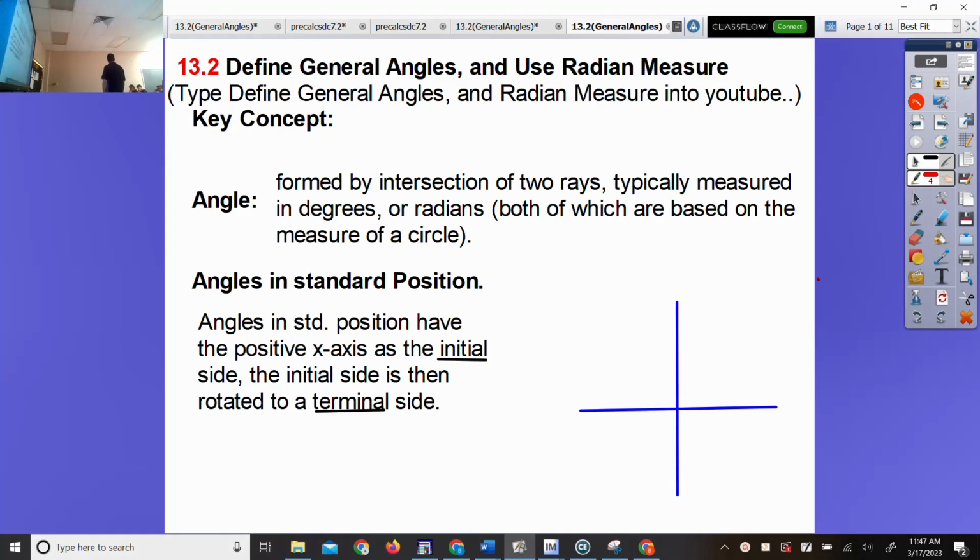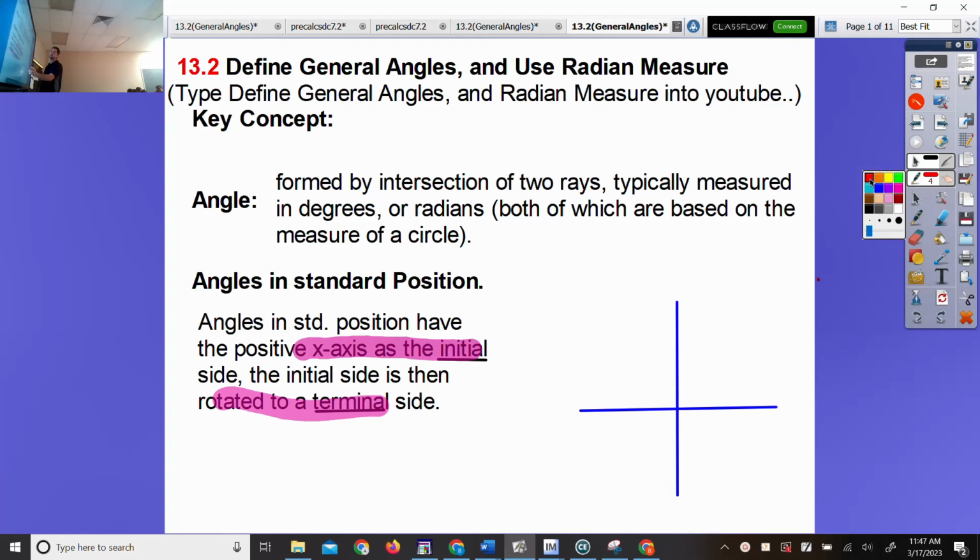Draw an angle bigger than 180 degrees? Probably not. They do exist. We're going to draw angles on the XY axis in what's called standard position. When you're drawing on the XY axis, the X axis is the initial side of an angle. And then the angle rotates to what's called a terminal side.